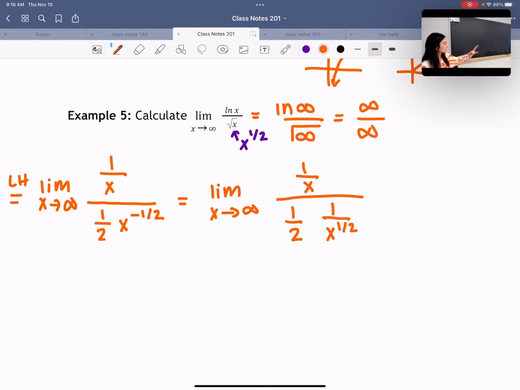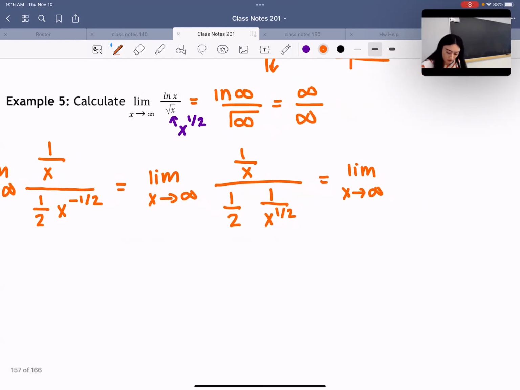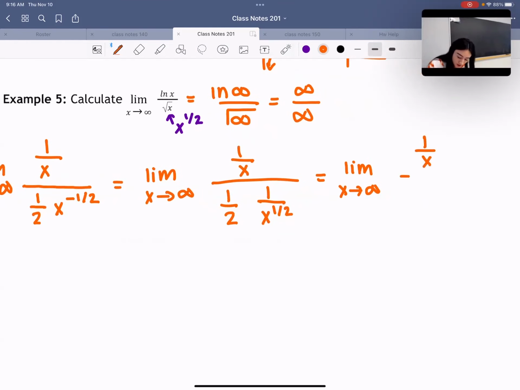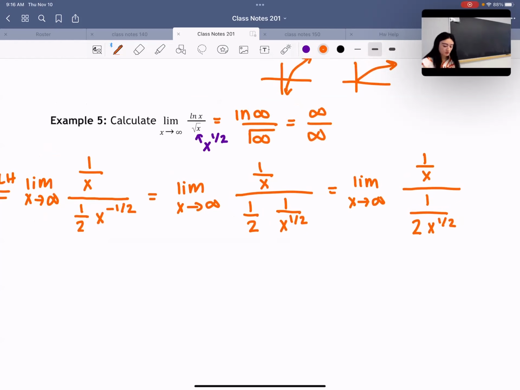So everyone see how x to the negative 1/2 becomes 1 over x to the 1/2? I know it's in the fraction, but that's kind of a thing we do with powers, right? Okay, once we're here, let's just combine the 1/2 and the x to the 1/2, right? So we can do this, 1 over x, 1 over 2 x to the 1/2, right? So I just multiplied through with that fraction.